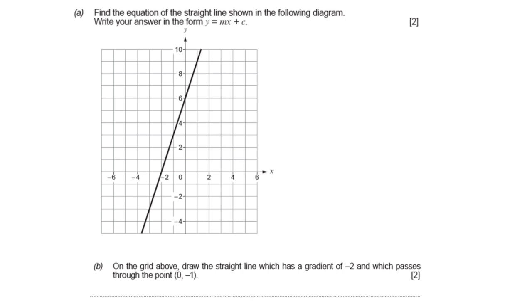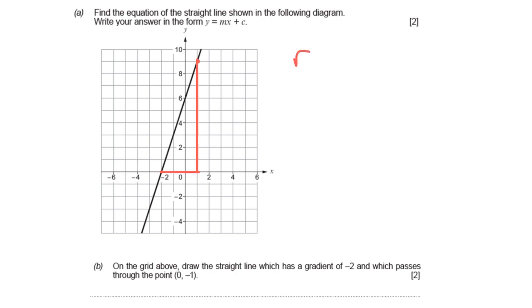Now here we have to find an equation for the straight line. So we need to find our points that we want to use. I'm going to use this point here, and I'm going to use this point here. There were other points I could have used, however those are the two that I chose.